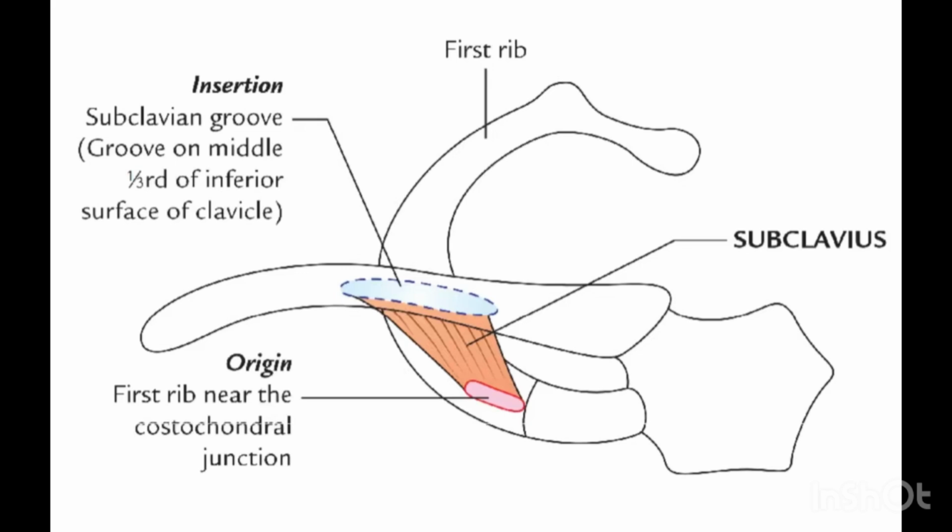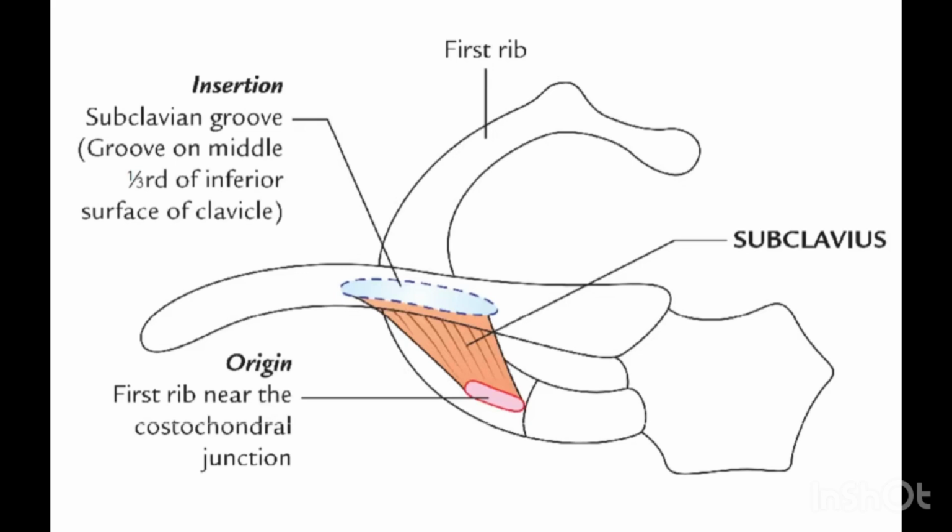It affords some minor protection to the underlying neurovascular structure, because the neurovascular structure coming from the head to the trunk, it helps to what? Cover them and prevent them from what? Damage when the clavicle fractures. So it's very important. So now, where is the origin, where is the insertion?